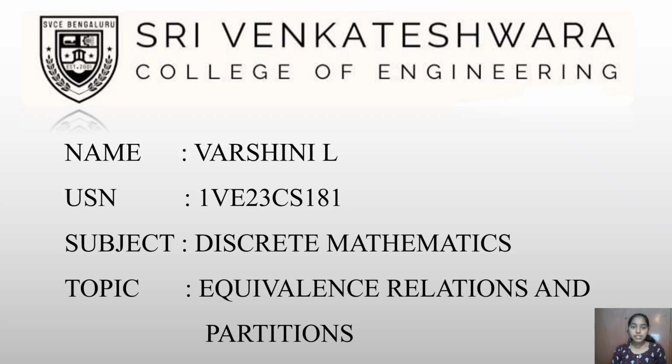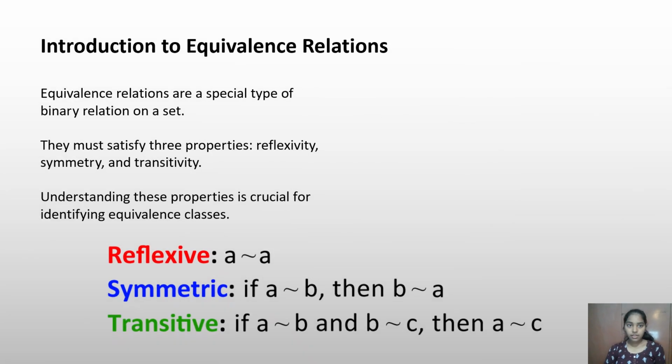Engineering. This presentation explores the concepts of equivalence relation and partitions. Introduction to equivalence relation. Equivalence relations are a special type of binary relation on a set. They must satisfy three properties: reflexivity, symmetry, and transitivity. Understanding these properties is crucial for identifying the equivalence classes.